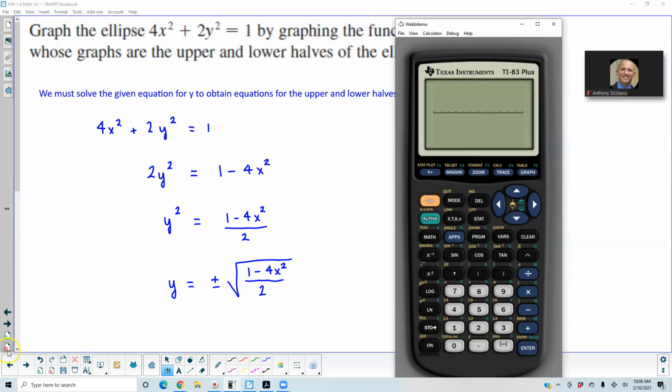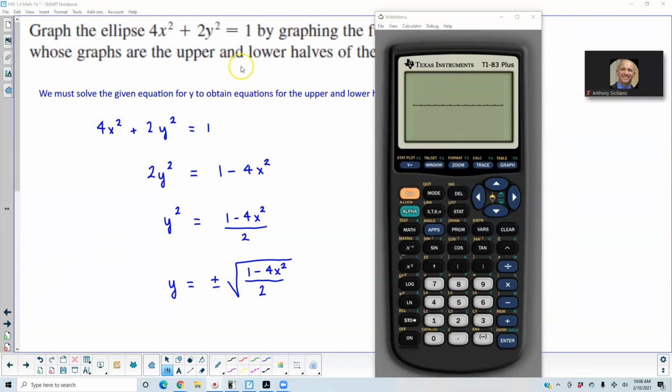So we need to change our windows. And so by changing our windows, we know that this is equal to 1. So let's make our x min -1, our x max is 1, our y minimum is -1, and y max will be 1. So let's see the graph here. So this is the upper half of the ellipse.